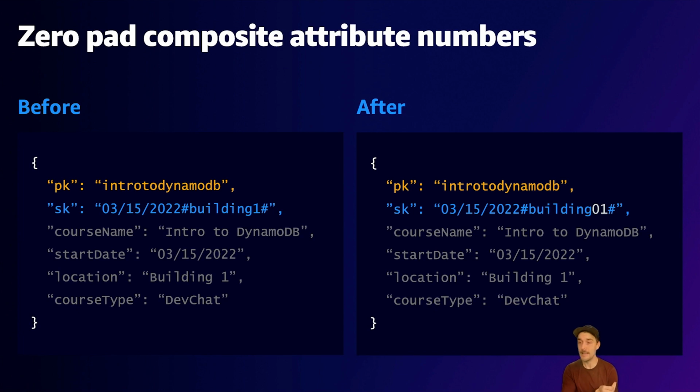building 10, building 11. Basically, if you don't zero pad, you're again going to get records back that you're not truly expecting, or for buildings greater than 2. Well, 10 is less than 2 if you look at it lexicographically. So zero pad that wherever you can, if it makes sense.